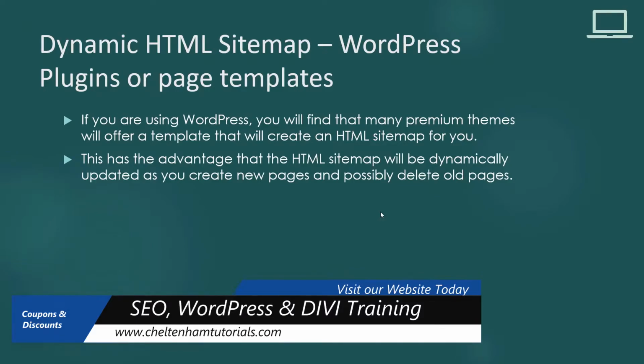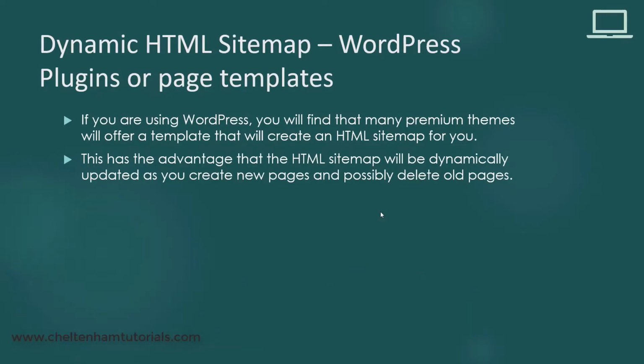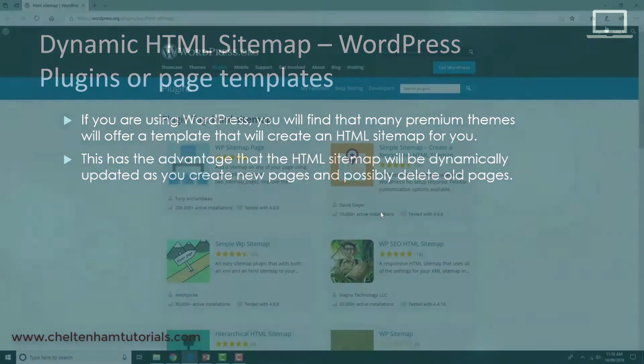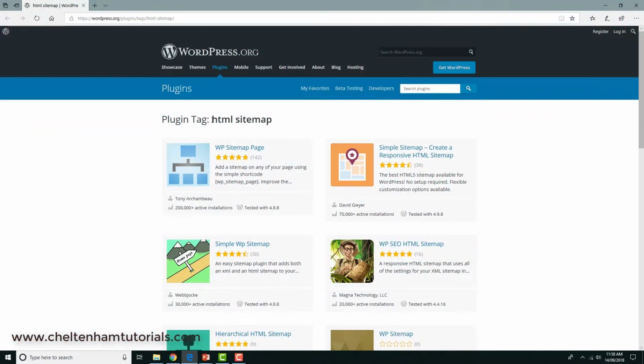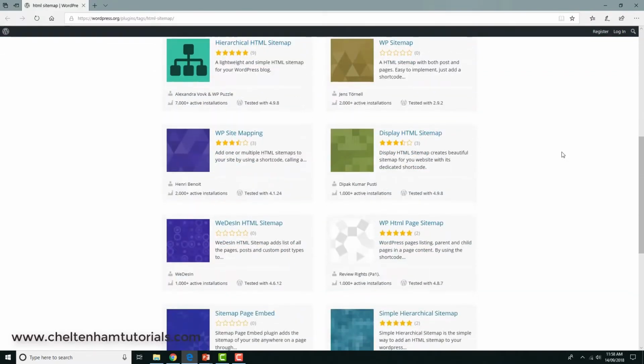If you're talking WordPress, depending on what sort of theme you've got, some themes will actually supply page templates, which will allow you to create a special page that will automatically display a sitemap. Not all themes do that. If the theme doesn't do that, no problem, you just install a sitemap plugin and it will do essentially the same thing. So within WordPress, if you do a search for something like HTML sitemaps, as you can see, there's loads and loads of them.